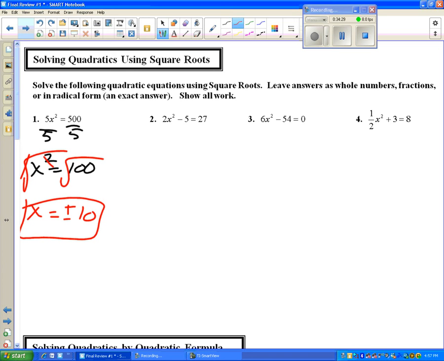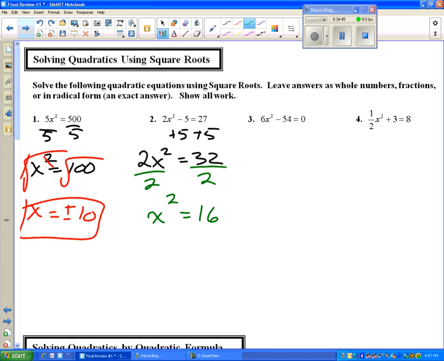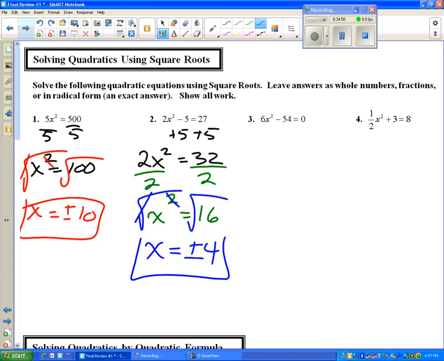Number 2, I'm going to add 5 to both sides to try to get the x squared by itself. 2x squared is equal to 32. I still need to get rid of that 2. So x squared is equal to 16. Now, since the x squared is by itself, I can square root both sides. The square and the square root cancel. X is equal to 4. That's one square root of 16. The other one is negative 4. There's my two answers.